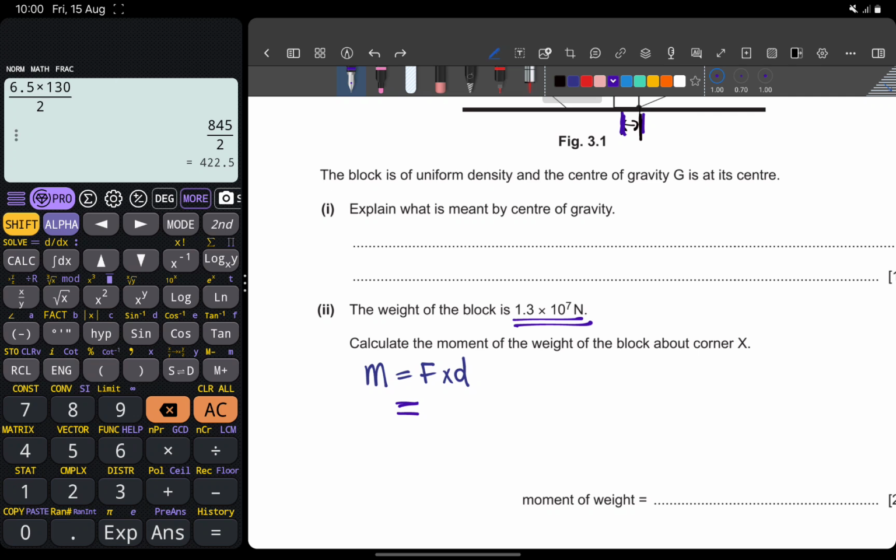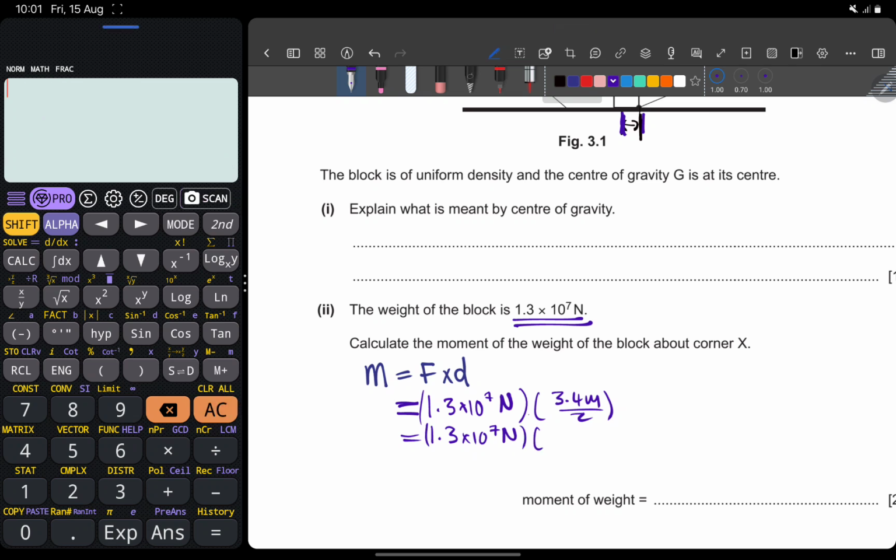Okay? So what are we going to do? Our force is 1.3 times 10 to the power 7 newtons. And this is going to multiply the distance, which is 3.4 meters over 2. You understand? So it's 1.3 times 10 to the power 7 newtons, multiplied by the distance. What's 3.4 divided by 2? It's 1.7. So this is going to be 1.7 meters.